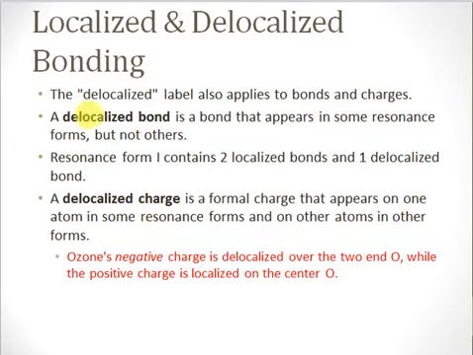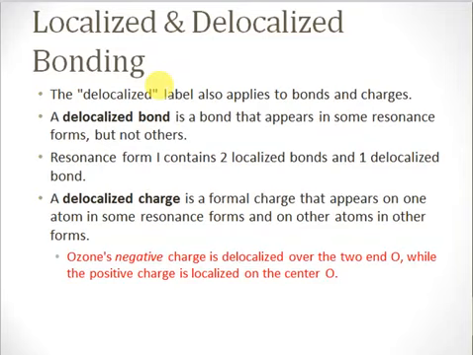So delocalized electrons are not fixed between atoms. This delocalized label also applies to bonds and charges. So a bond can be delocalized, and a charge can be delocalized. A delocalized bond is a bond that appears in some resonance forms but not in the others. Similarly, a delocalized charge is a formal charge. We have discussed formal charge in detail earlier in this lecture. So a delocalized charge is a formal charge that appears on one atom in some resonance forms and not in the others.